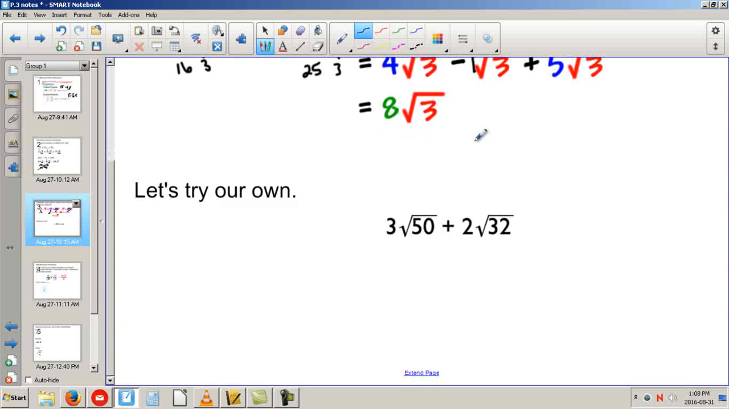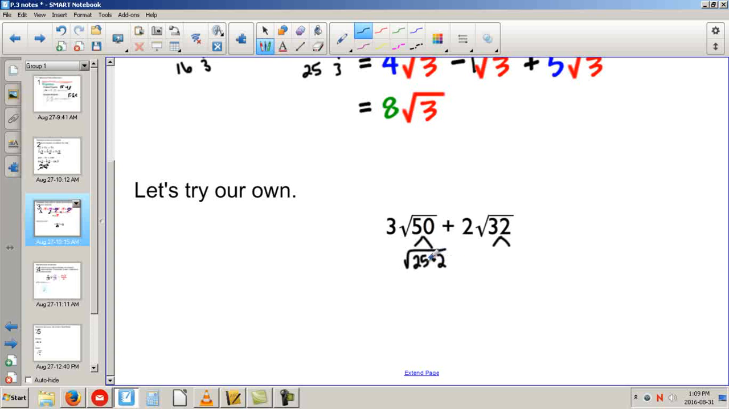Now that's one that was kind of given to us as an example. Let's see if we could break this one down. Now you could choose either of these two to work with to start. But what's really important is that we just find one that we think is easy to work with. I actually really like the 50 over here because I know 25 goes into it. So I'm going to write square root of 25 times 2. Okay?